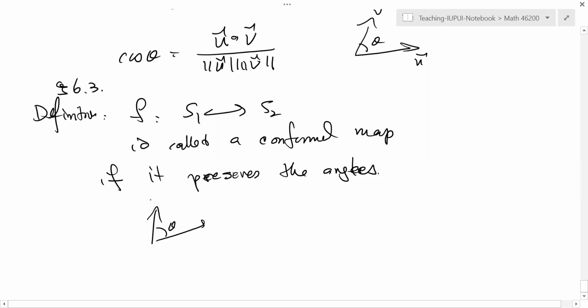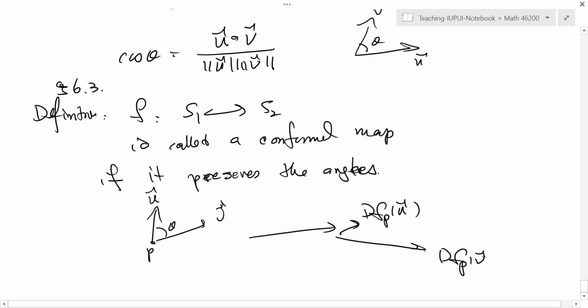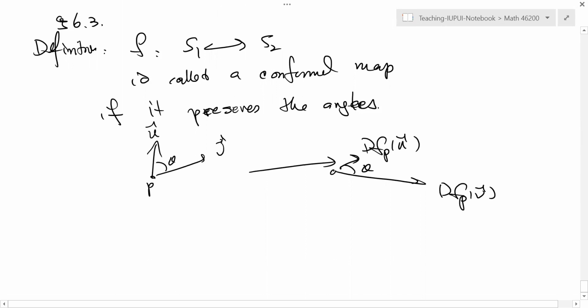So you have two vectors here, u and v, with angle theta in the tangent plane, and then you have DFP(u), which is a vector. It could be very long, could be very short, but the angle is still the same angle.